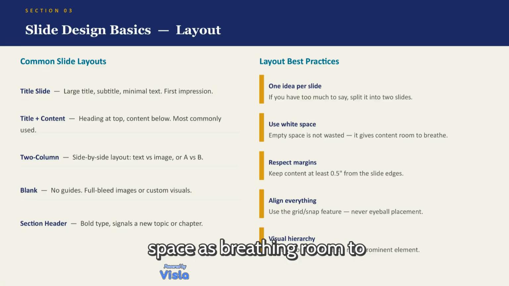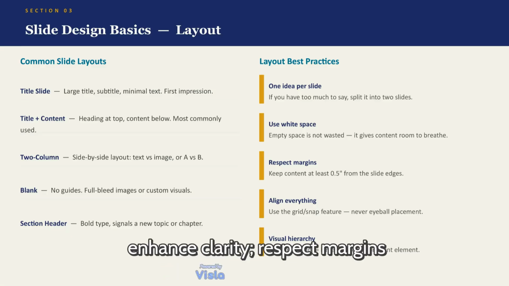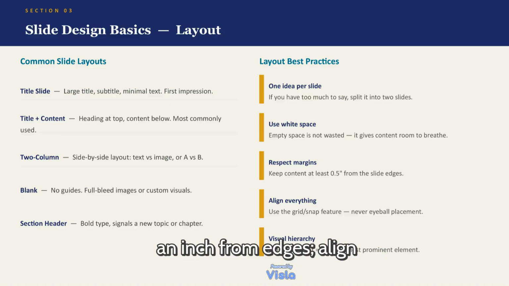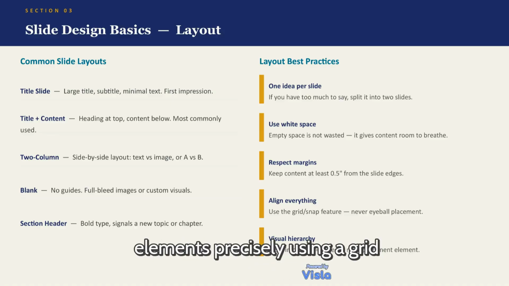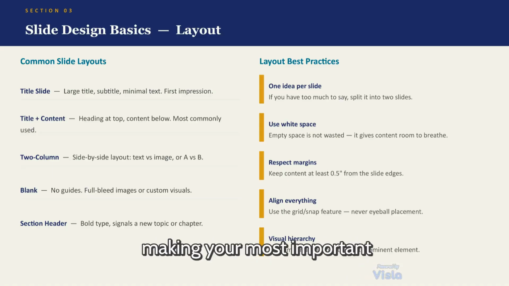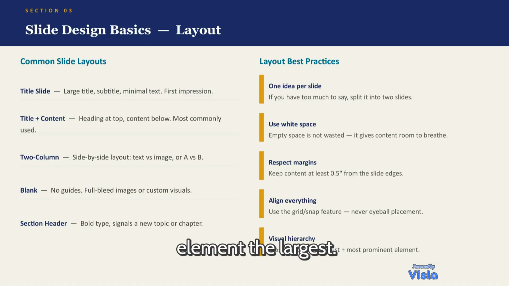Embrace white space as breathing room to enhance clarity. Respect margins by keeping content at least half an inch from edges. Align elements precisely using a grid instead of eyeballing. And establish visual hierarchy by making your most important element the largest.